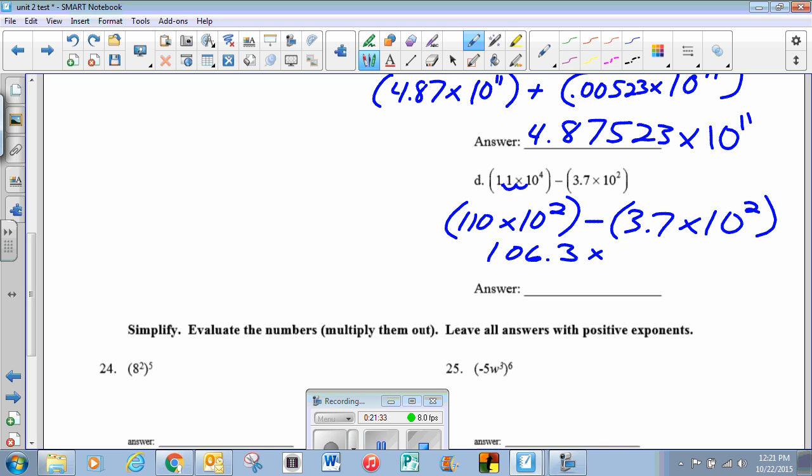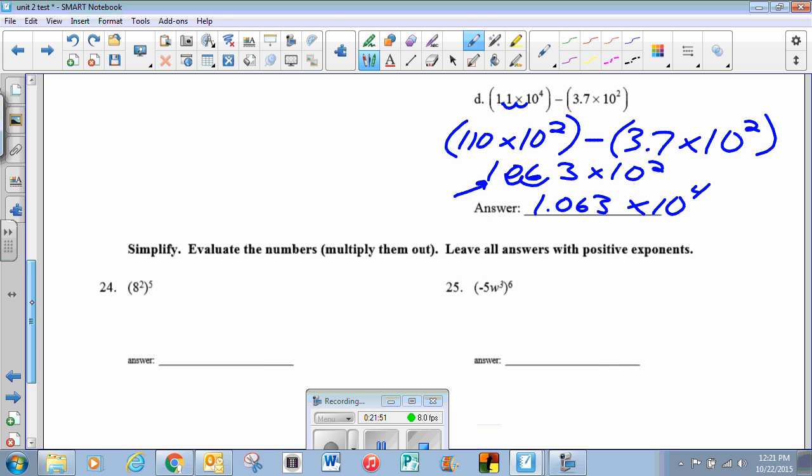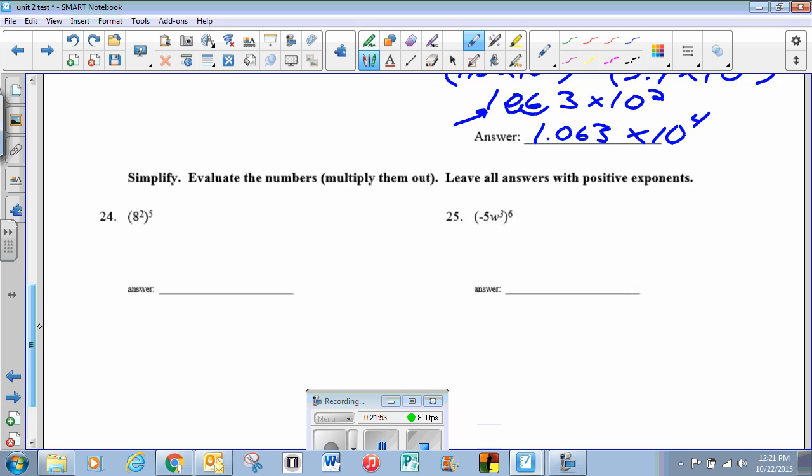times 10 squared. Is that between 1 and 10? No. I need to make it smaller by 2, so I need to make this bigger by 2. I remember doing about 20 of those problems.